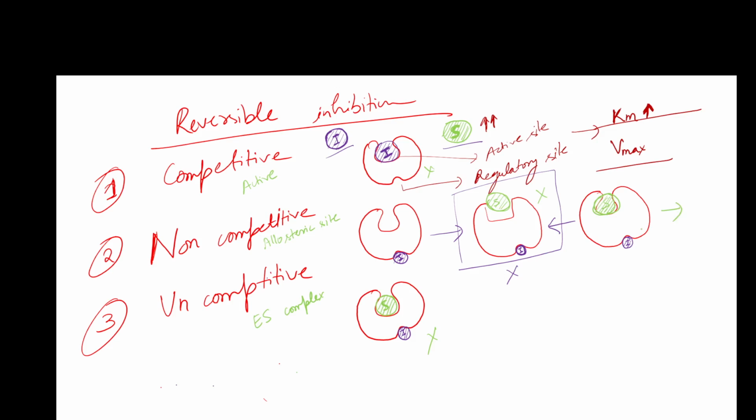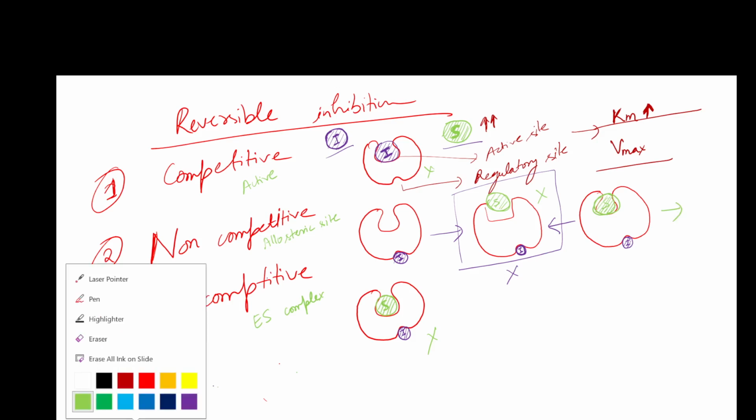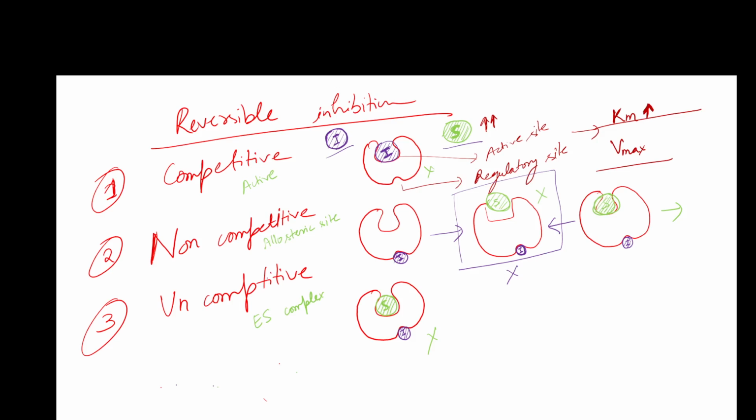So in this case, there will be no change in the Km because it allows the substrate to bind. There will be no change. However, the Vmax of the reaction gets decreased. In this case, Km and Vmax both show a decrease. So these are all the basic concepts about reversible inhibition.